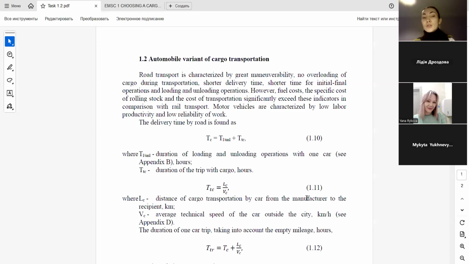And I continue to share our information. So in our formula 1.11, we could use 44 kilometers per hour in our denominator for all variants. And please calculate it. Leave 2 points after the comma, and the result will be in hours. How many hours we need to spend on the duration of the trip with cargo.